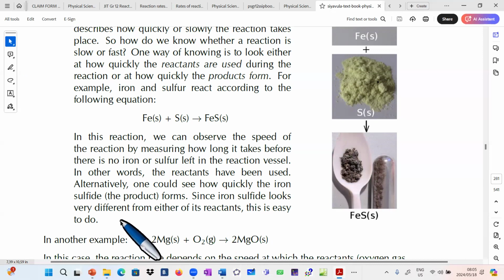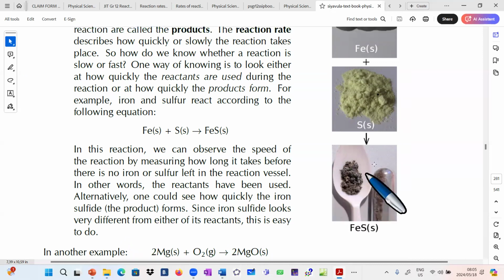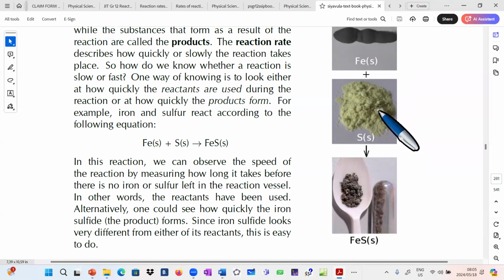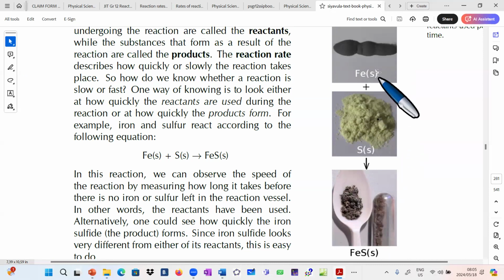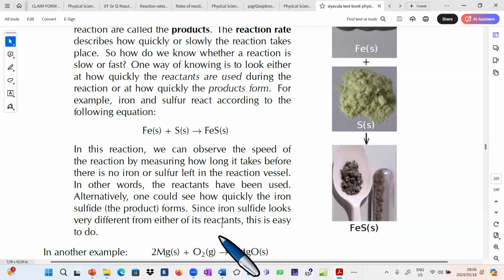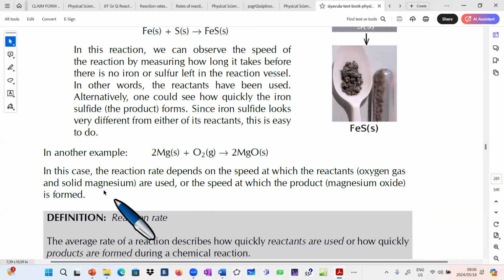It is easy to do because it looks very different, and then we're able to see that in this reaction vessel where we've put together the iron and the sulfur, there's just no iron left, no sulfur left. There is only iron sulfide. Since the iron sulfide is different in appearance, you can quickly see that there's just no iron, no sulfur, just iron sulfide, meaning that the reactants have been used up. And obviously, we ask, how long would that take? Let's look at this example.